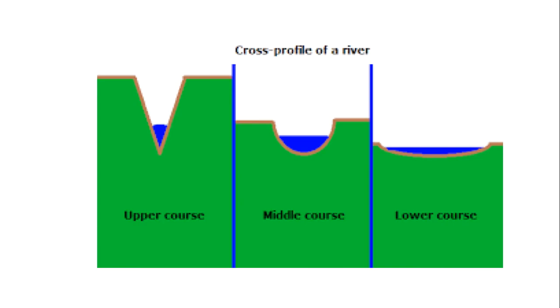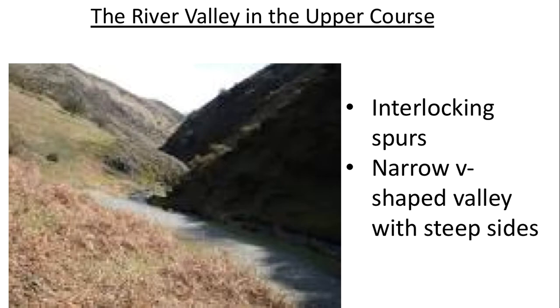So in the upper course, we've got a very narrow river channel. In the middle course, it's getting wider and deeper. And in the lower course, it might be several kilometers wide. That's the channel, but the question asks you about the valley. So the valley in the upper course is steep and V-shaped, and it's got interlocking spurs. You can see those here, these like fingers of land that stick out, and the river flows around those.